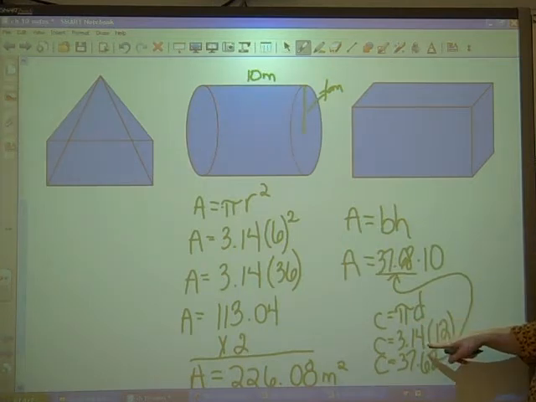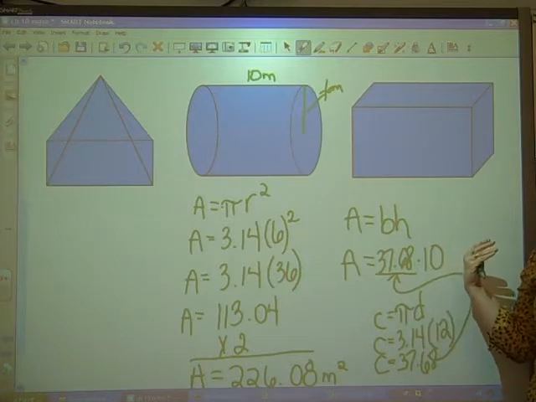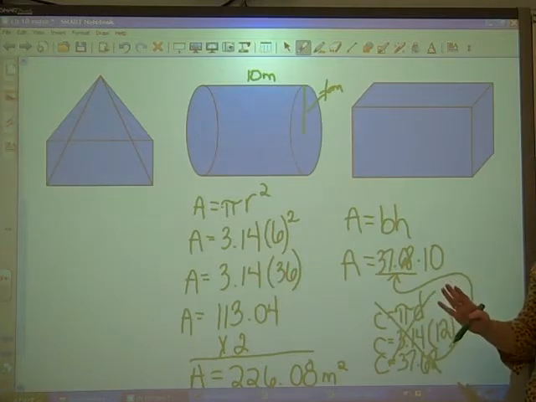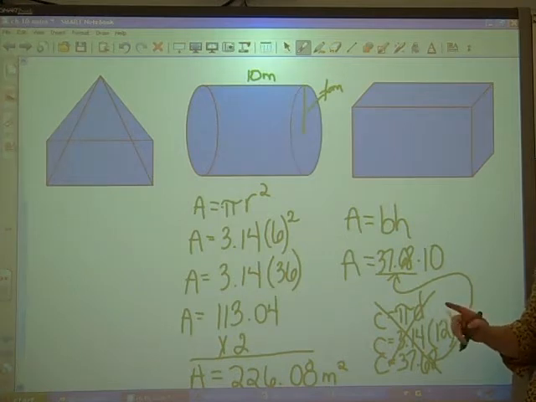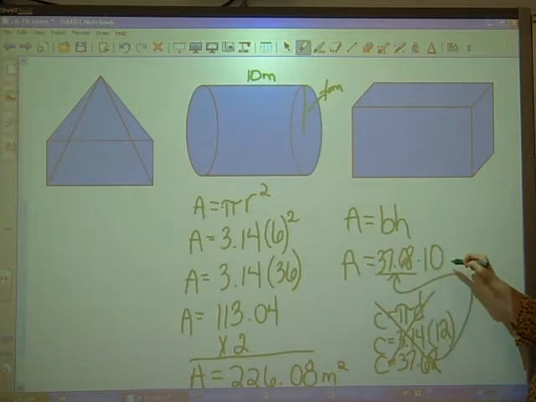Okay, now, do I need this circumference for anything else? Am I going to add it in? Is it part of my surface area? No. So you know what? I'm going to put an X through it now because I don't need it for anything other than figuring out my base. Okay? Now I'm going to finish this problem out.